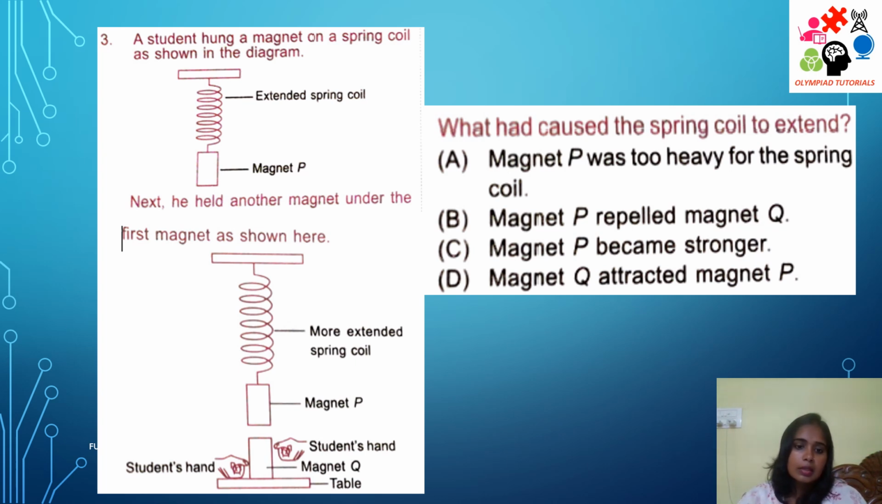So here you can see the correct option will be option number D. This is because the unlike poles were facing each other, causing the two magnets to be attracted to each other. If unlike poles are brought together, then they have the tendency to attract each other, and if they are of the same type, then they repel. So as the magnet P is moved towards magnet Q, the spring will get extended. So correct option will be option number D.